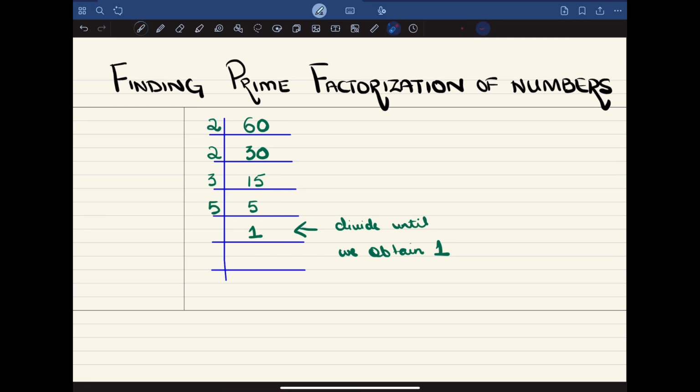So where are the prime factors? These are the prime factors. If you multiply them together, you're going to get 60. So 5 into 3 is 15, 15 into 2 is 30, 30 into 2 is 60. So therefore, 60 is equal to 2 into 2 into 3 into 5. This is the prime factorization of 60. And let's express this in index notation. It would be 2 raised to the power 2 into 3 into 5. So that is how prime factorization is done.